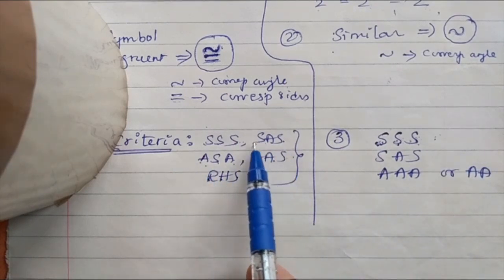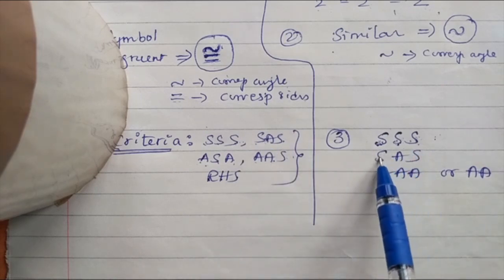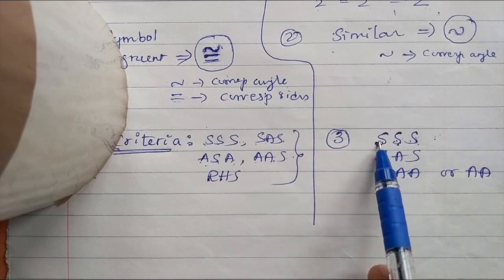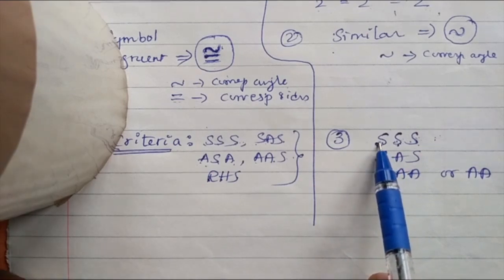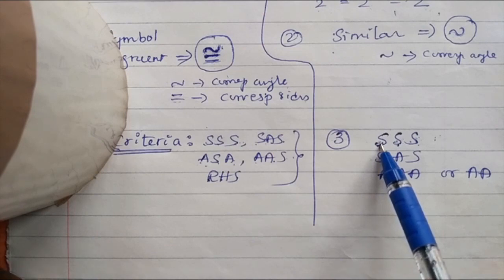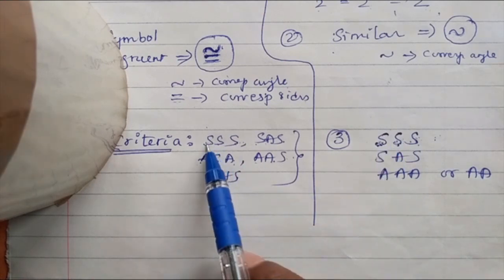Here, 2 sides are equal and 1 angle is also equal, so the triangles are congruent. Here, 2 sides are in proportion. When we go to similar, S does not mean corresponding sides are equal. S says that corresponding sides are in proportion. So don't confuse. In similarity of triangles, S means corresponding sides are in proportion. Here, S means corresponding sides are equal.